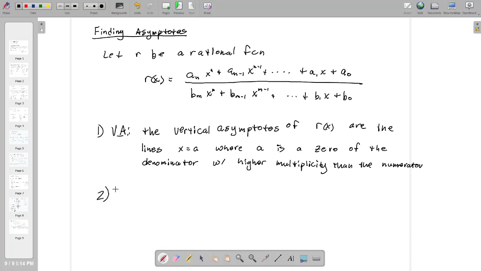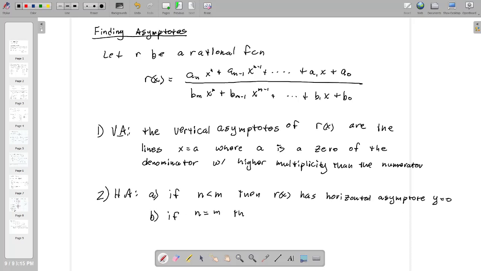2. Horizontal asymptote. Now, horizontal asymptotes are a little bit different. There's sort of conditions we need to meet in order to find them. A, if n is less than m, then R of x has a horizontal asymptote at y equals 0. B, if n is equal to m, then R of x has a horizontal asymptote y equals a sub n divided by b sub n.